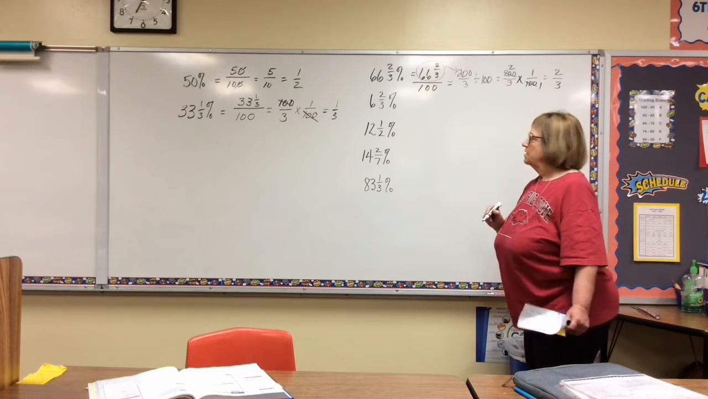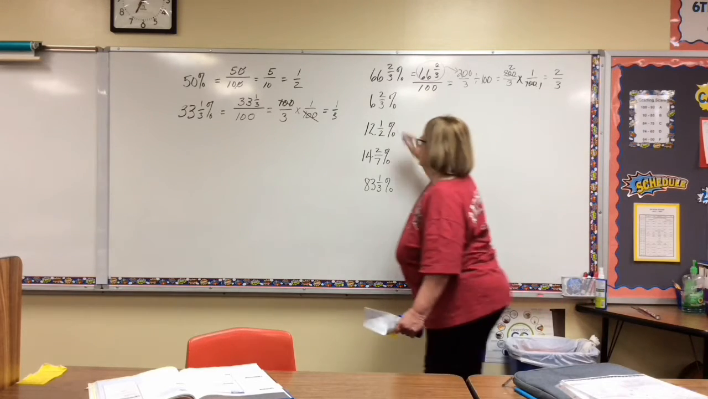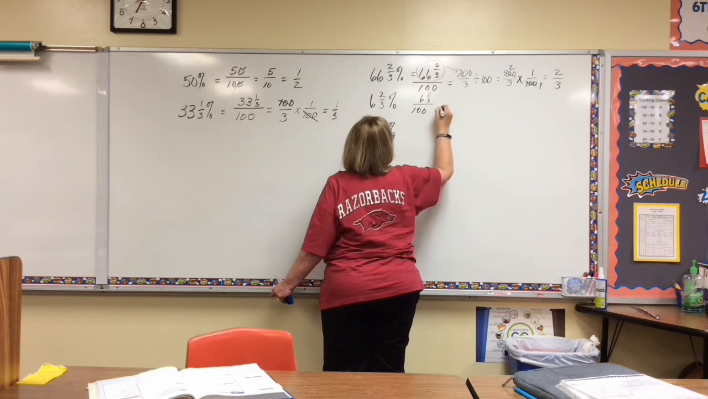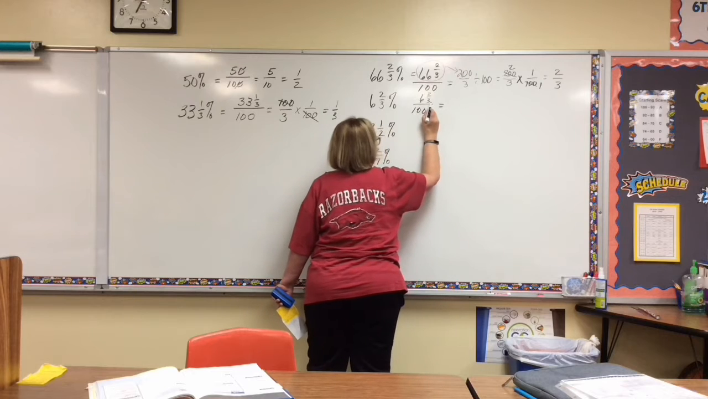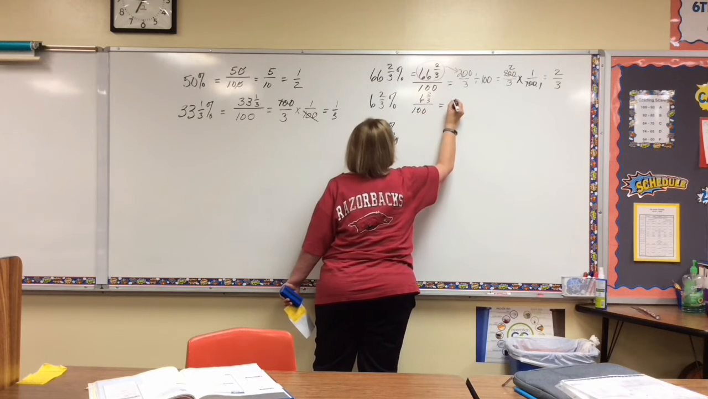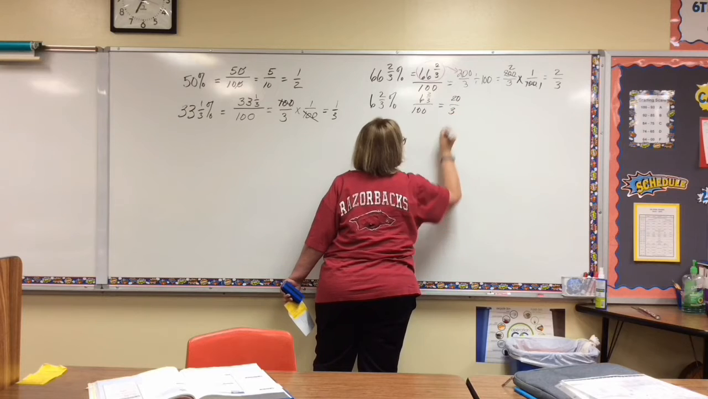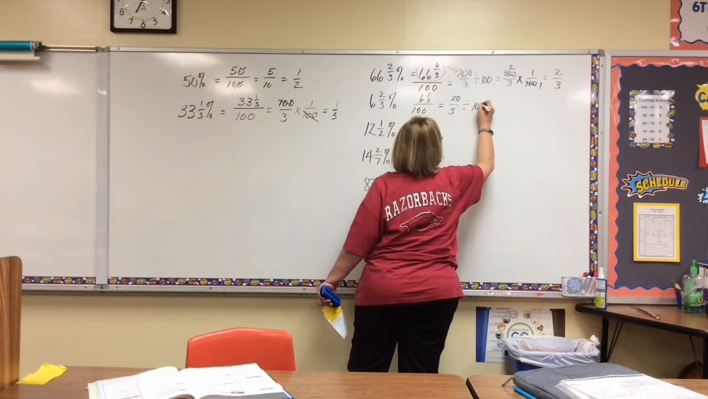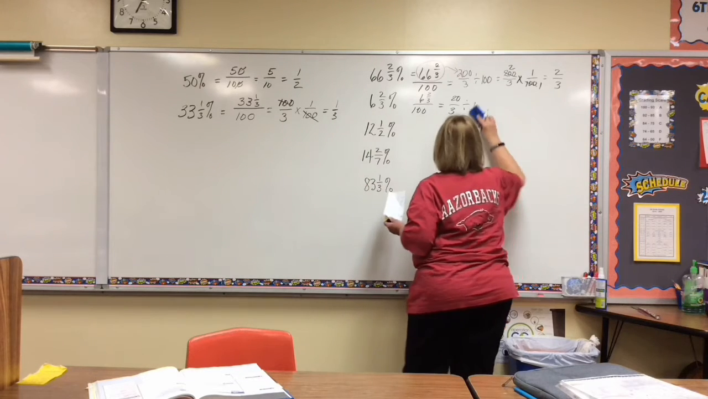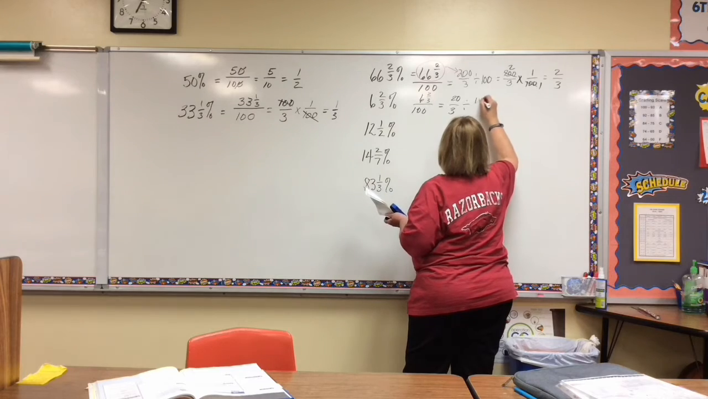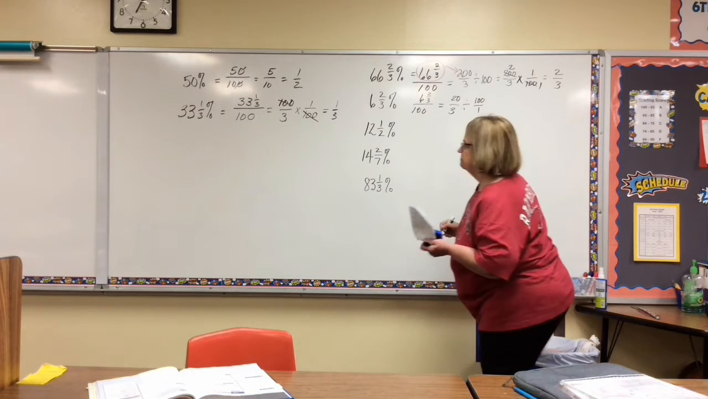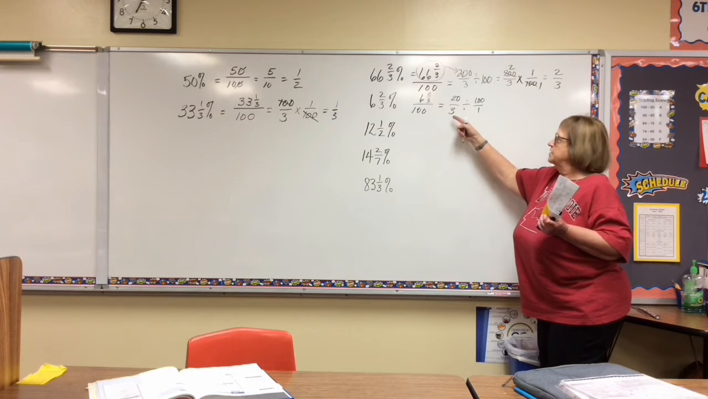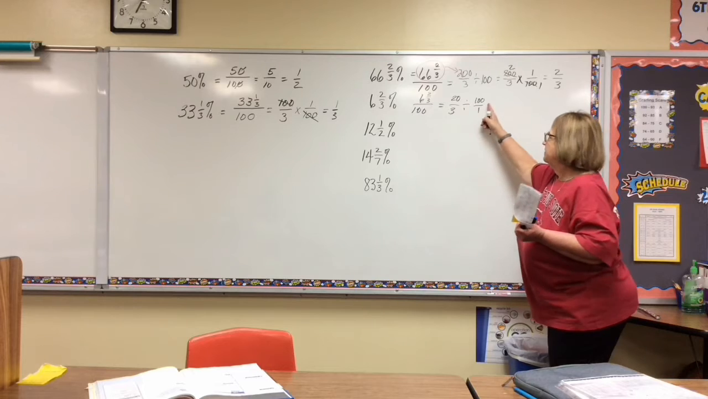Okay? Look at the next one. 6 2/3%. 6 2/3 over 100 converts to 3 times 6 is 18, 2 more makes 20. So 20 thirds divided by 100. Or think of it as, maybe this will help some of you, 100 over 1. All right, so we have 6 2/3 converts to 20 thirds divided by 100 over 1.